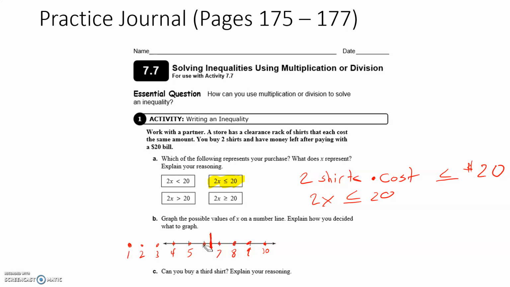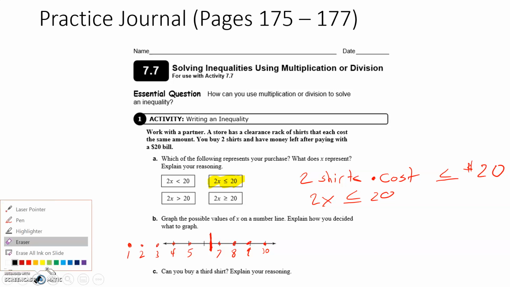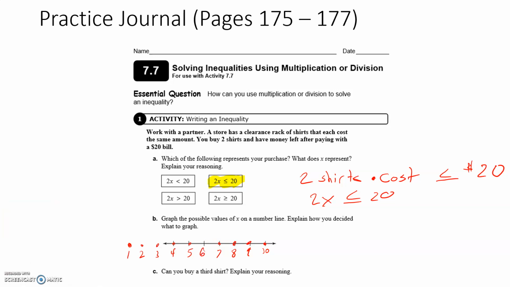So it would be no more than 6. I don't know why that's erasing, but anyway, it couldn't be any more than 6. Because say the shirt was $6, 3 times 6 would be 18. I'm still not over that $20. But if I go to 7, 3 times 7 would be 21. I'm no longer within the money that I have, it's exceeding that $20.